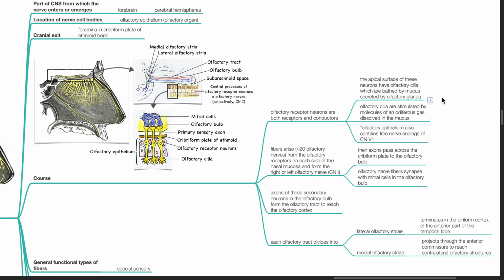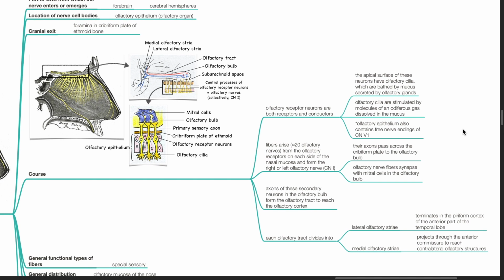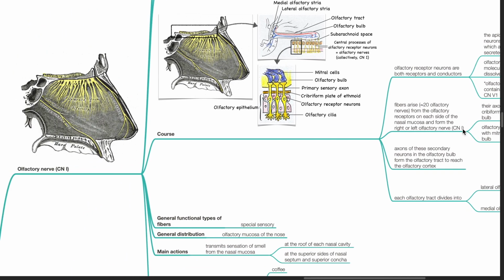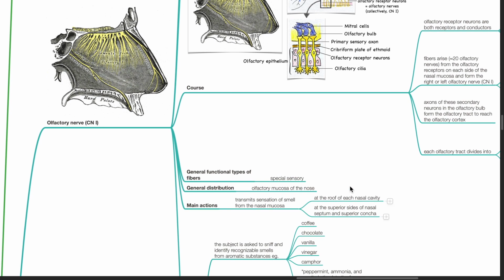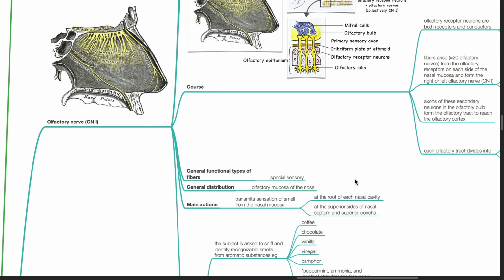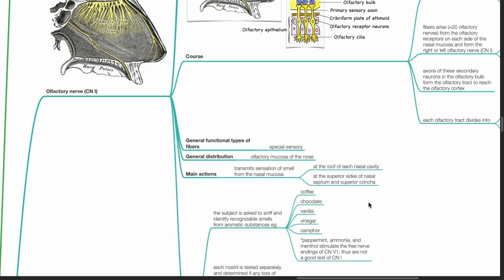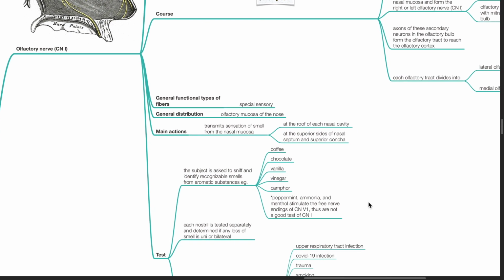Each olfactory tract divides into the lateral olfactory striae, which terminates in the piriform cortex of the anterior part of the temporal lobe, and the medial olfactory striae, which projects through the anterior commissure to reach the contralateral olfactory structures. General functional types of fibers: special sensory. General distribution: olfactory mucosa of the nose. Main action of cranial nerve 1: to transmit sensation of smell from the nasal mucosa at the roof of each nasal cavity and at the superior sides of the nasal septum and superior concha.